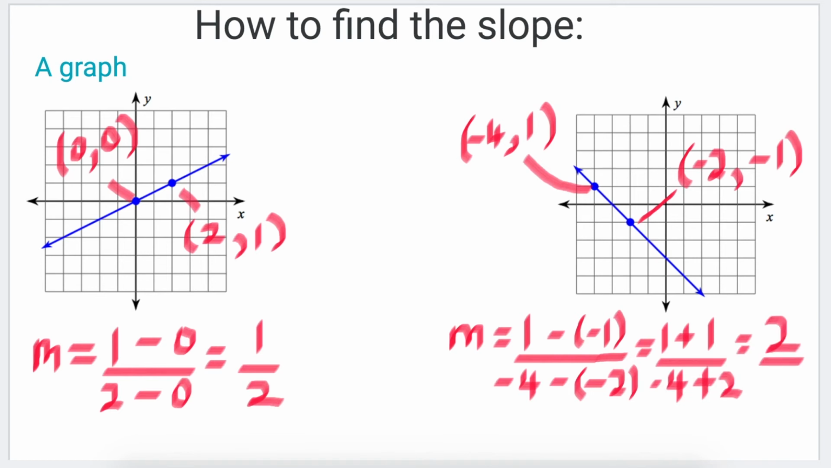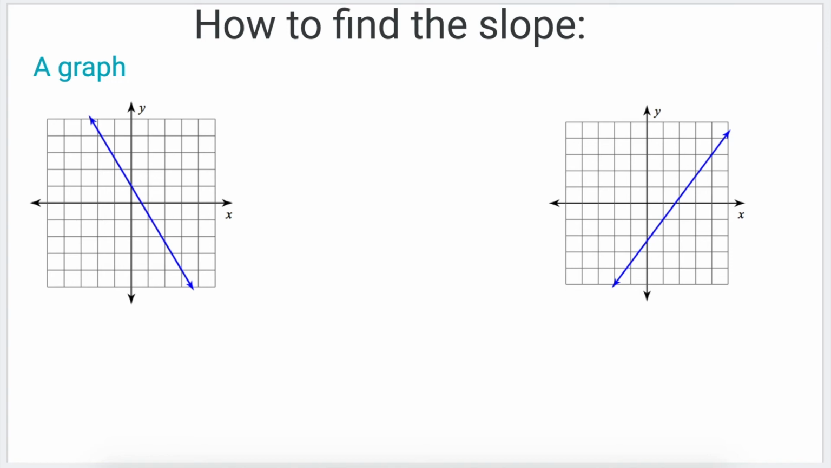In the numerator, 1 plus 1 is 2, and in the denominator, we have negative 2. When you divide those two numbers, 2 divided by negative 2, you get negative 1. Our final answer matches our initial answer, which was this graph here has a negative slope. Let's continue finding the slopes using a graph.